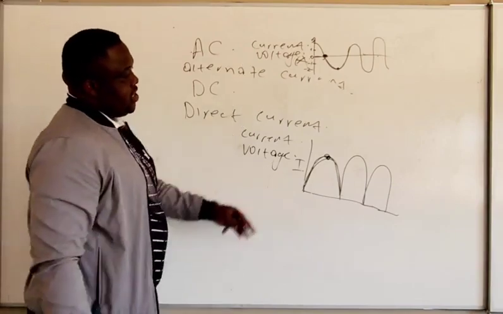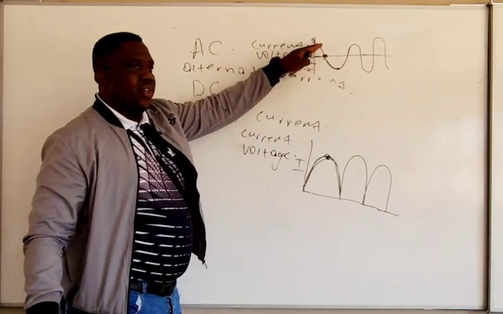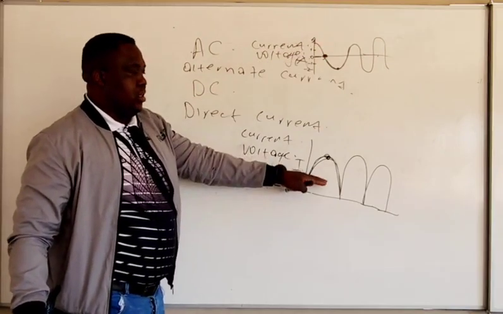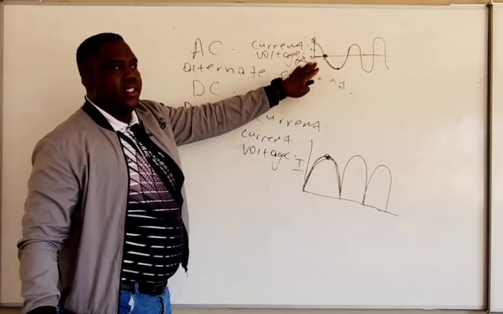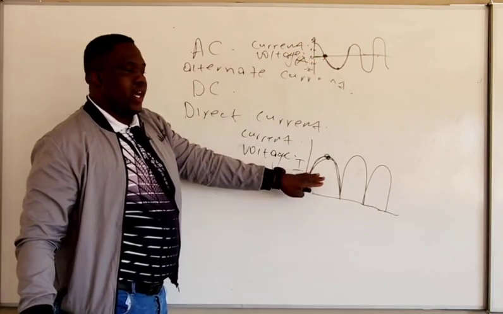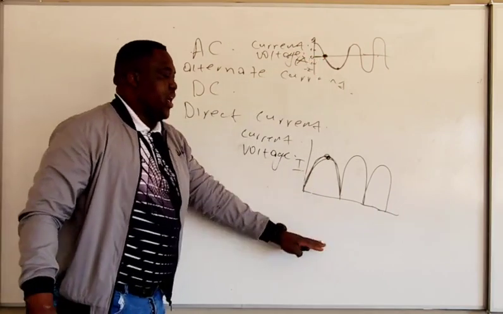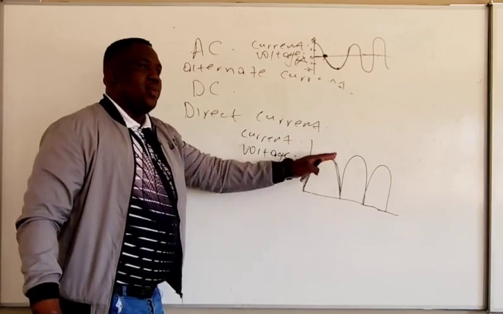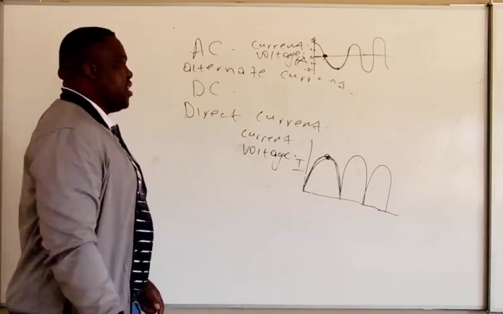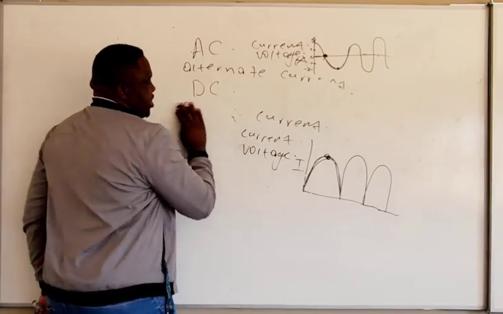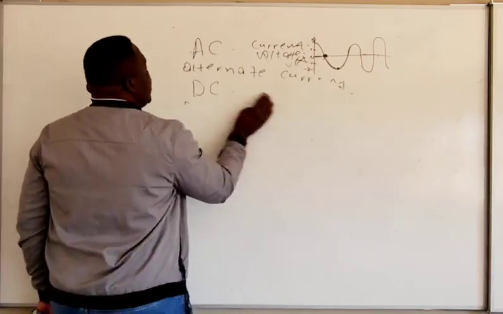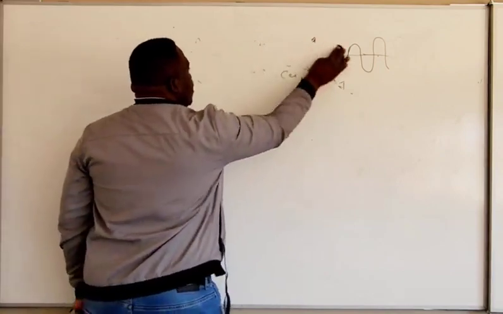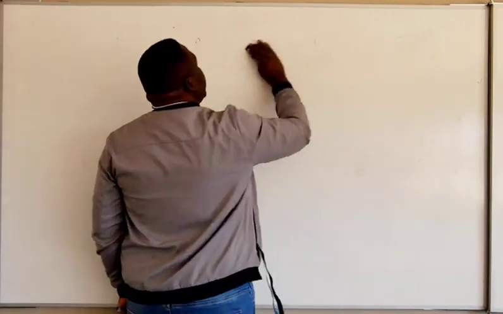So these are the general pictures, the general ideas that we have. This is for alternating current AC, this is for direct current. It does not alternate between the positive and the negative in terms of representation. So now we are about to start to explain in detail.